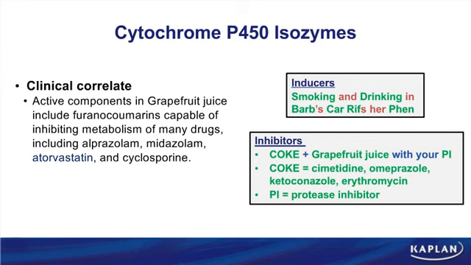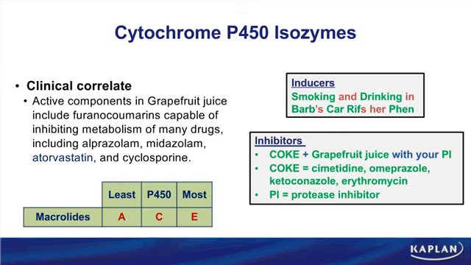So I've got Coke and grapefruit juice. So I've got my drink. I need something to eat. So Coke and grapefruit juice with your pie. Now, PI, what does that stand for? Protease inhibitor. Protease inhibitors are used for HIV, because all protease inhibitors are P450 inhibitors. Examples of the protease inhibitors are drugs like ritonavir or indinavir, those drugs that end in avir. They are protease inhibitors used for HIV, and they're all P450 inhibitors.